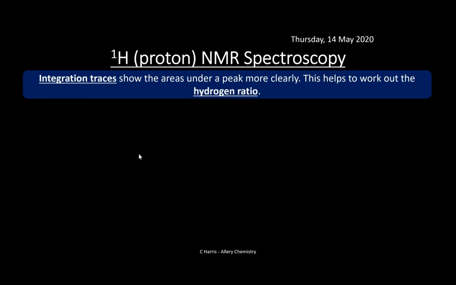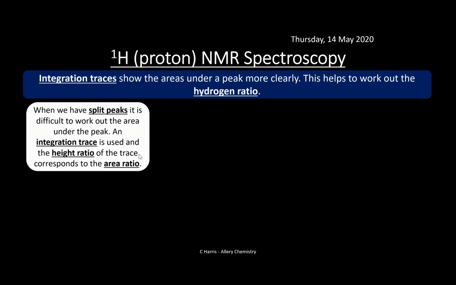Okay, so remember we looked at the integration traces before, and we showed this. The integration trace shows the areas under a peak more clearly, and it helps us to work out that hydrogen ratio. They might get you to use the integration traces to put the numbers in the first place. So let's have a look and see how we do it. It's pretty straightforward, to be honest.